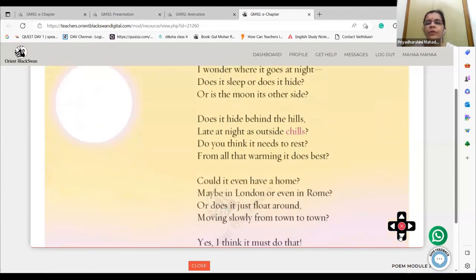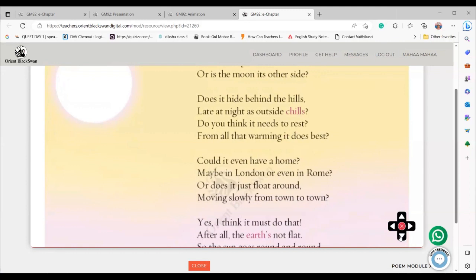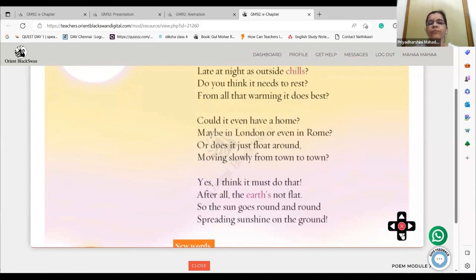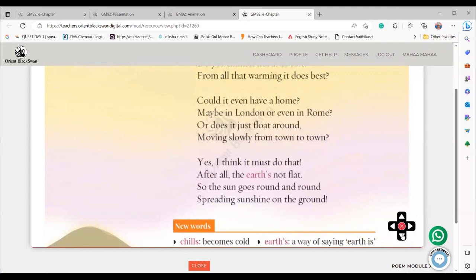Could it even have a home? Maybe in London or even in Rome? Or does it just float around, moving slowly from town to town? Yes, I think it must do that. After all, the earth is not flat. So the sun goes around and round, spreading sunshine on the ground.